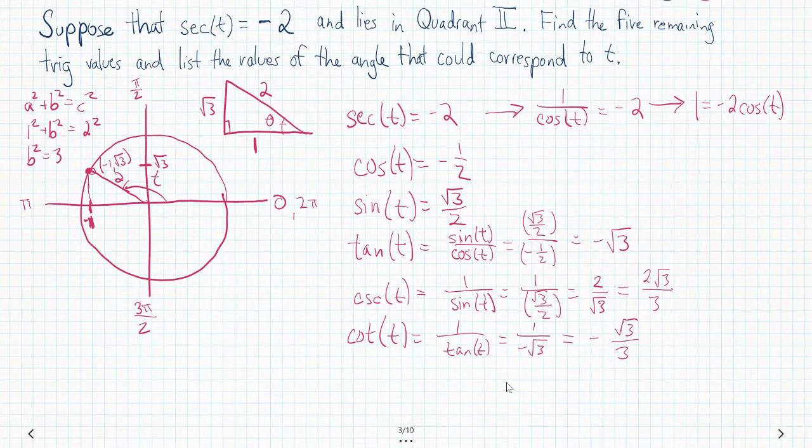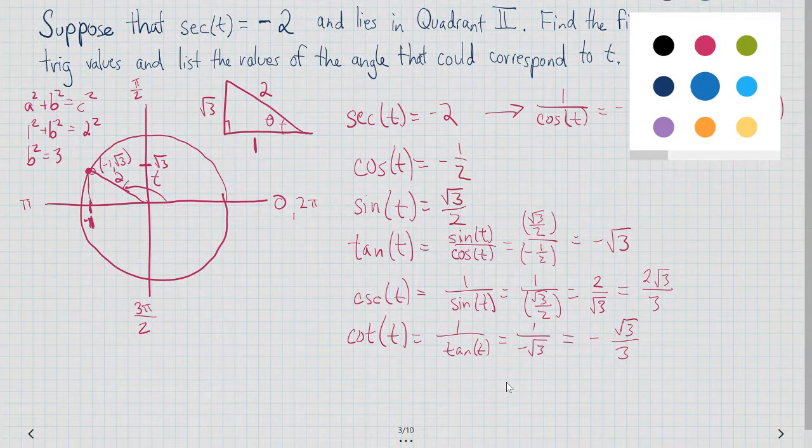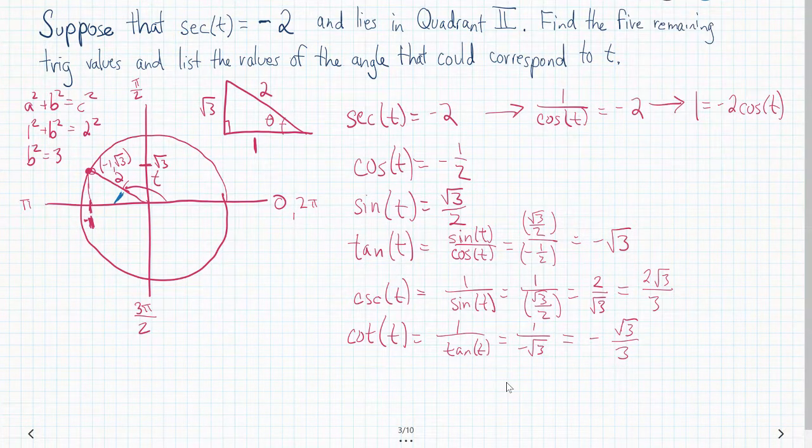Okay, and then we want to find the values of the angle that it could be if it's in quadrant 2. So notice that means this angle, so we have a square root of 3 on this side, a 1 on this side. So if we did our little reference angle right here, what would that be?